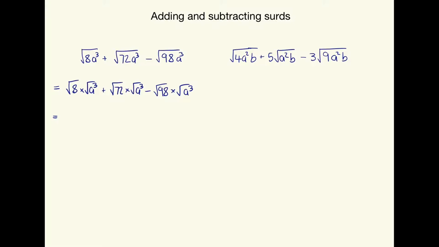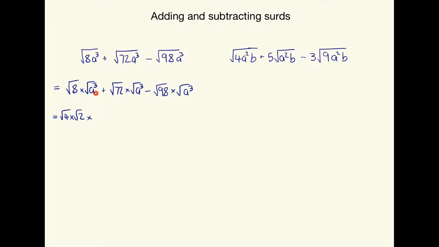So the square root of 8, we need to split that number into 2 factors, one of which is a perfect square. I'm thinking of 4 and 2 because 4 is a perfect square. Let's rewrite that as root 4 times root 2, then times root a cubed.